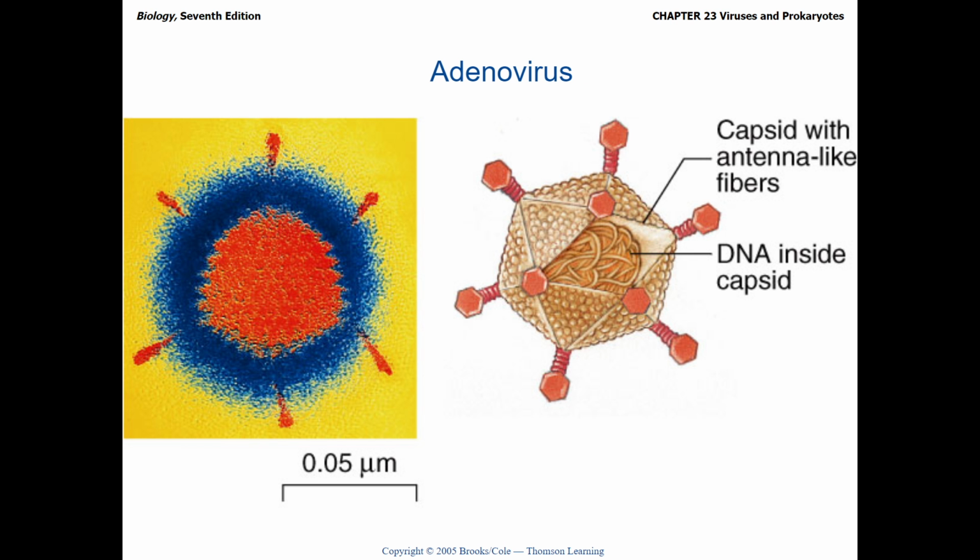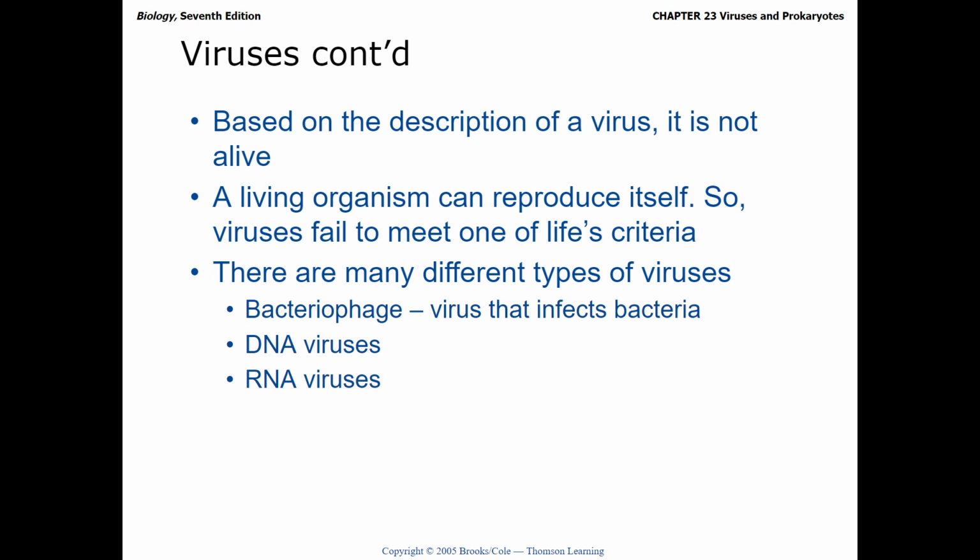Here we see an adenovirus. We can see that its genome is DNA, and that's inside a protein coat or capsid. It also has antenna-like fibers that make up part of its capsid. So, based on the general description of a virus, you should have picked up that it's not alive. It doesn't have all of the organelles or structures that allow it to reproduce itself. And being able to reproduce is a primary characteristic of living organisms. So viruses fail to meet one of life's criteria.